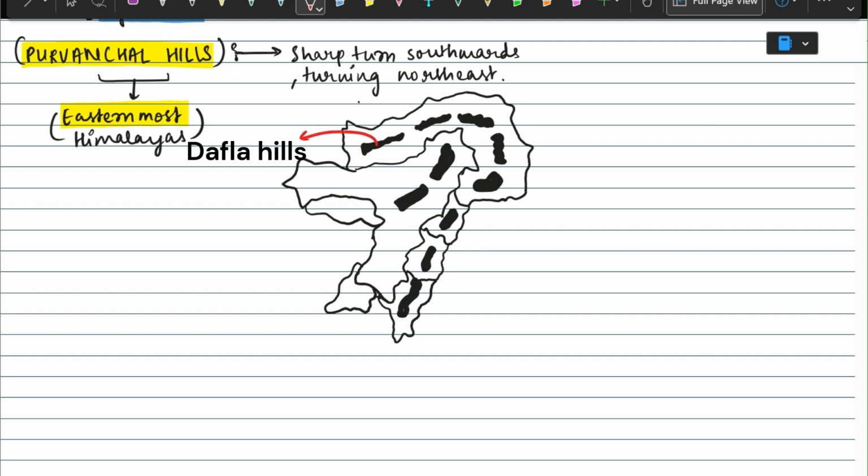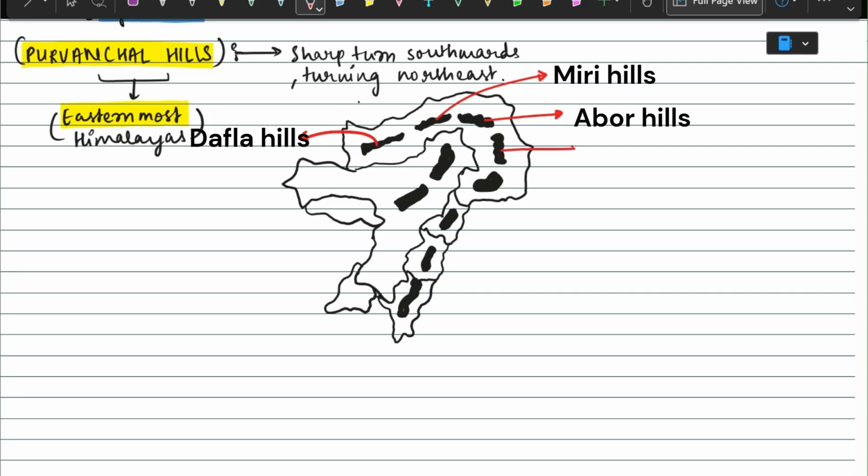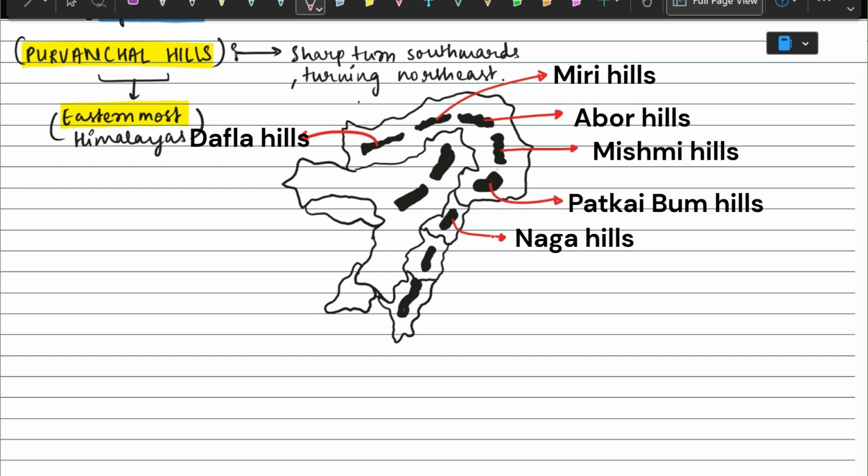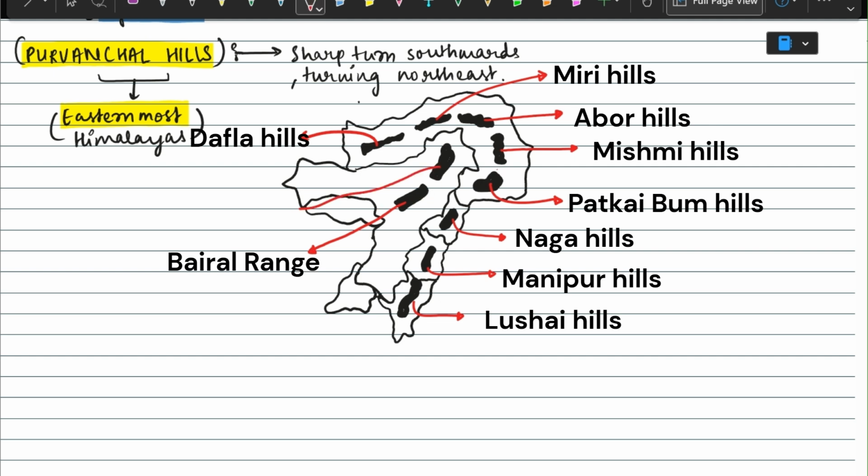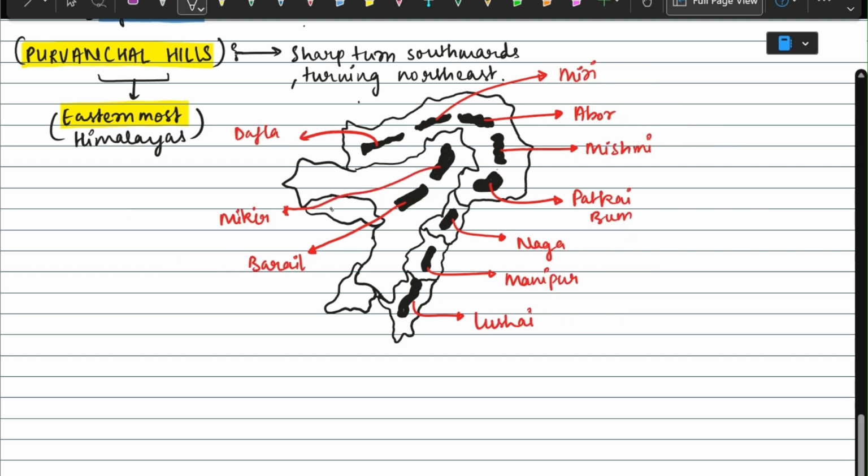This is the Dafla Hills, this is the Miri Hills, these are Abor, this is Mishmi, and this one here is Patkai Bum, this is the Naga Hills, this one is the Manipur Hills, this is the Lushai Hills, and the two ranges in the Assam Himalayas are the Barail Range and the Mikir Hills. And also, one important point is that the Shillong Plateau includes the Garo, Khasi, and the Jaintia Hills, which are somewhere here. This is Garo, this is Khasi, and these ranges are the Jaintia Hills. The Shillong Plateau lies to the south and is part of peninsular India and not the Himalayas.